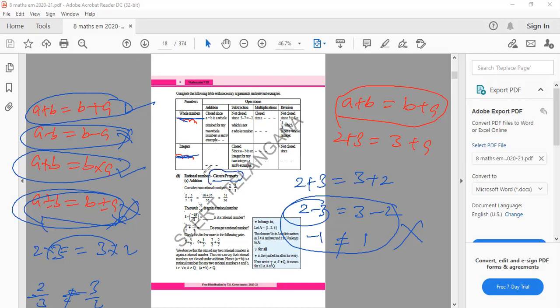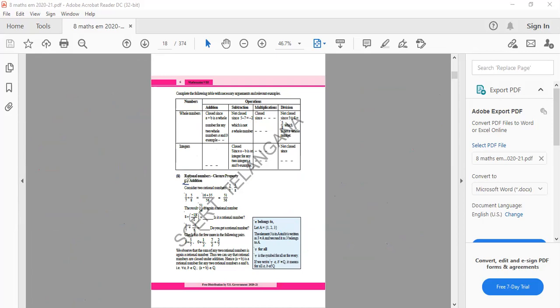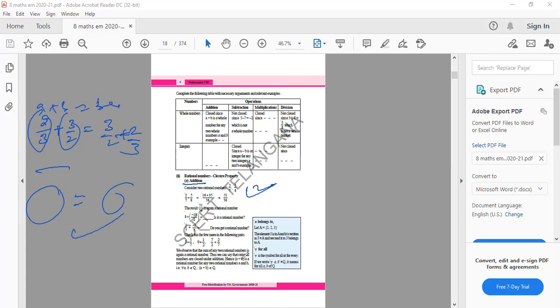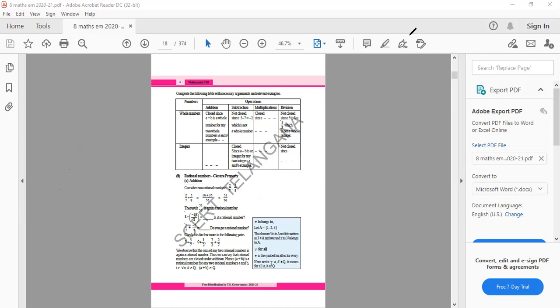Closure property of irrational numbers. They're testing now the closure property of rational numbers. First one they are telling is addition. The numbers are 2 by 3 and 3 by 2, that is 3 by 2 plus 2 by 3. There are two rational numbers they're adding. A plus B is equal to B plus A. Is it valid or not? It will be valid. It will give the same answer. Addition is valid. So the closure property of addition is going to be valid.